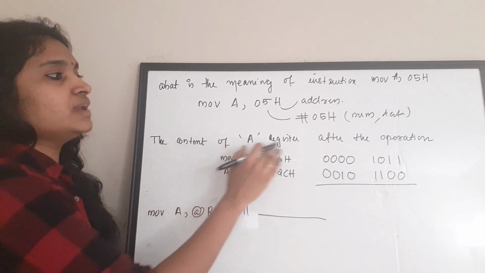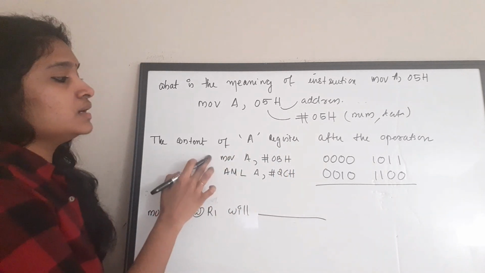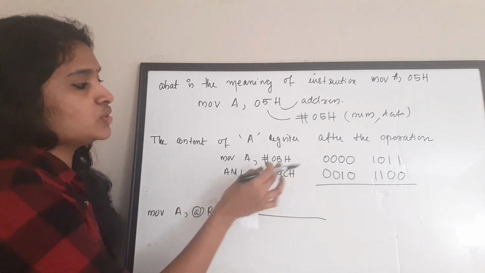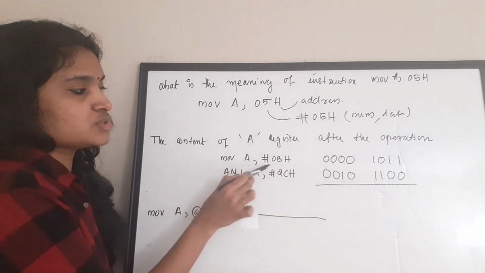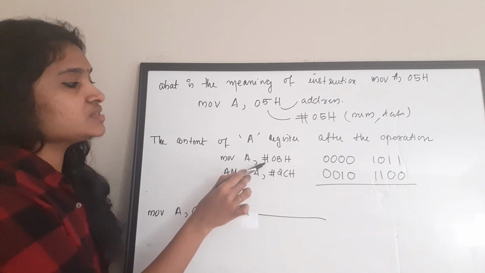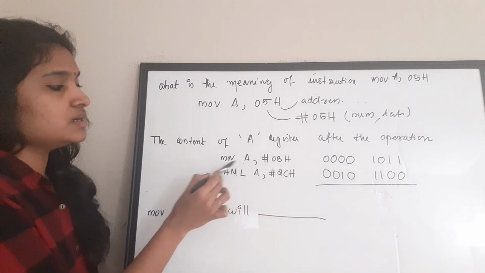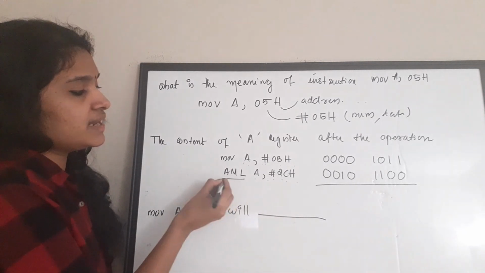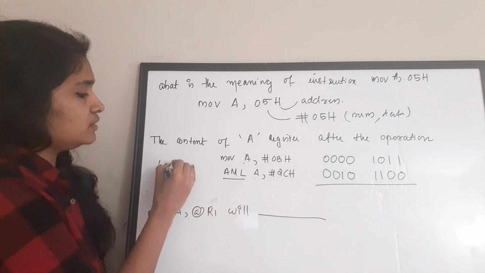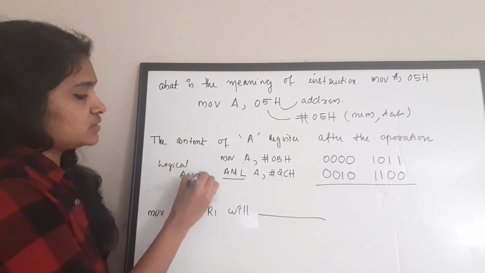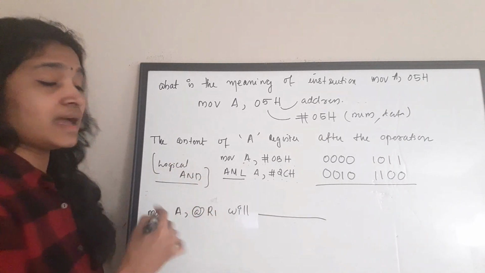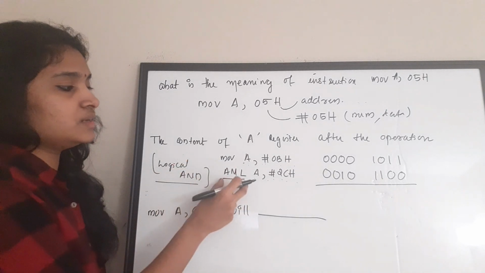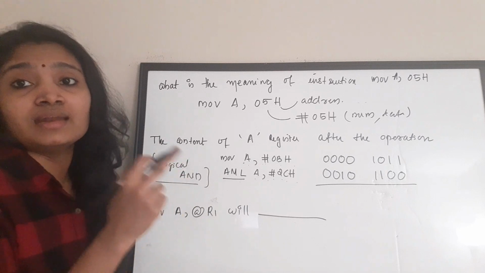What is the content of the A register after the operation is executed? MOV A, #0BH. See here, there is a hash, so this is data. This data is moved to the A register. Then ANL A, #2CH. This ANL indicates a logical AND operation. You should know the logical AND or XOR. This logical AND is represented in assembly language using ANL.